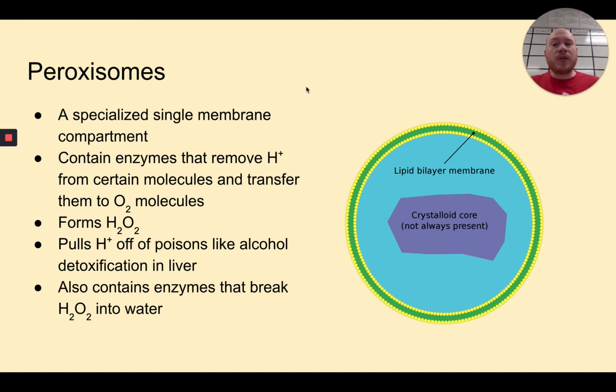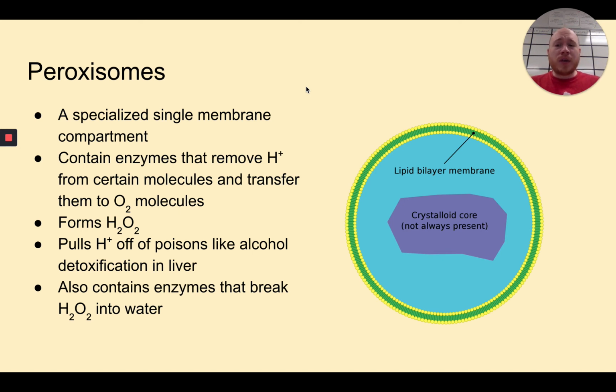Another type of organelle found inside of the cell is called the peroxisomes. They're a specialized single membrane compartment, and their job is to help form and break down hydrogen peroxide in the cell. So they contain enzymes that remove hydrogen from certain molecules and transfer them to oxygen. And what they make is hydrogen peroxide, which is technically toxic to the cell in larger quantities.